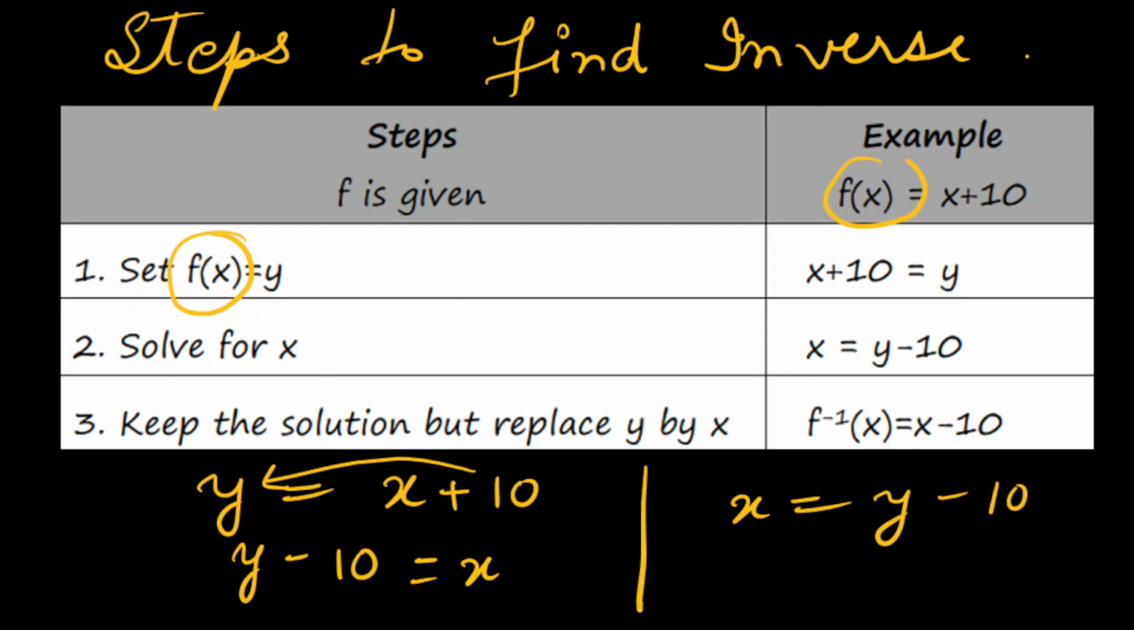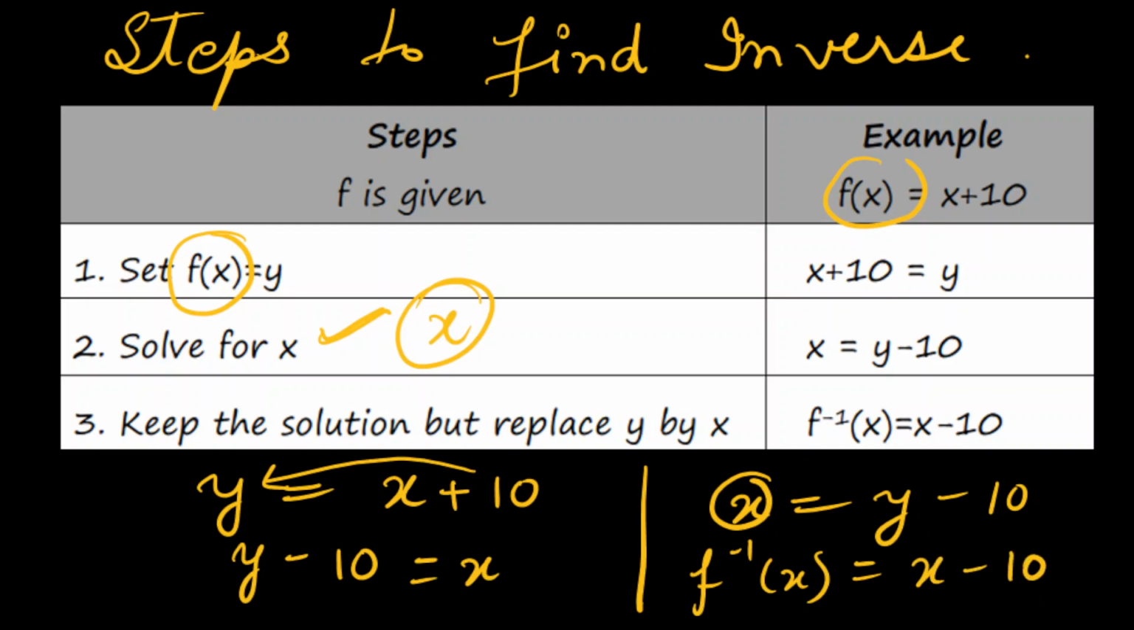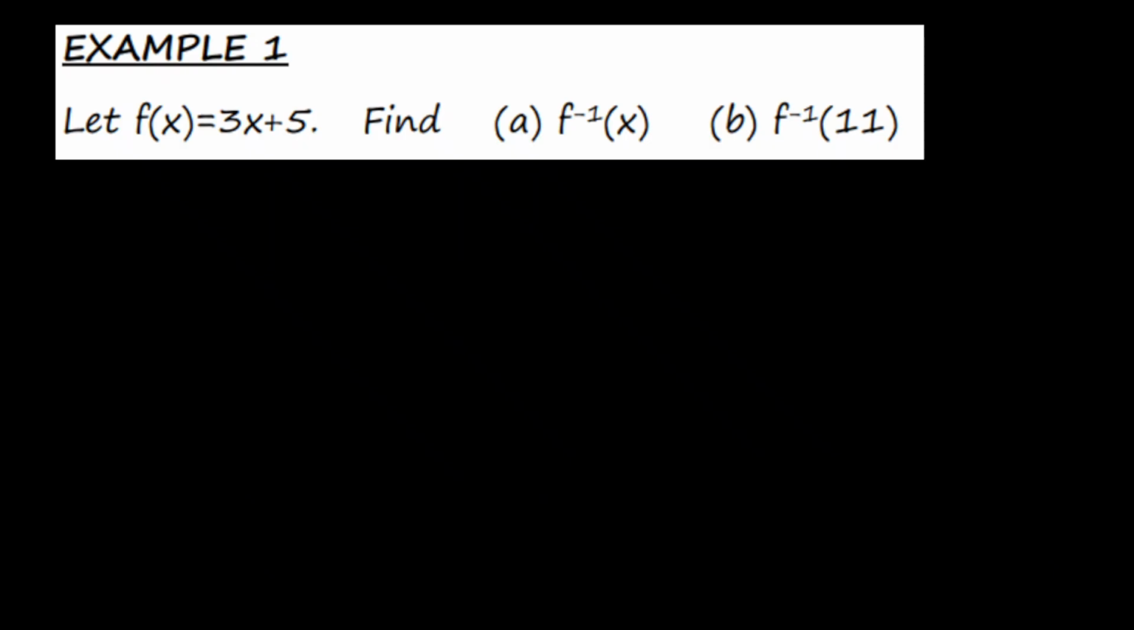So what we have to do, once again I'll explain. First of all, you have to write f(x) as y, then find the value of x. After finding the value of x, you just replace x with y, or we can only replace y with x. Here this x you just write as f inverse x. Then y, replace it with x. So x minus 10. This is a process we have to do every time while finding the inverse of a function. Let's do a few examples now.